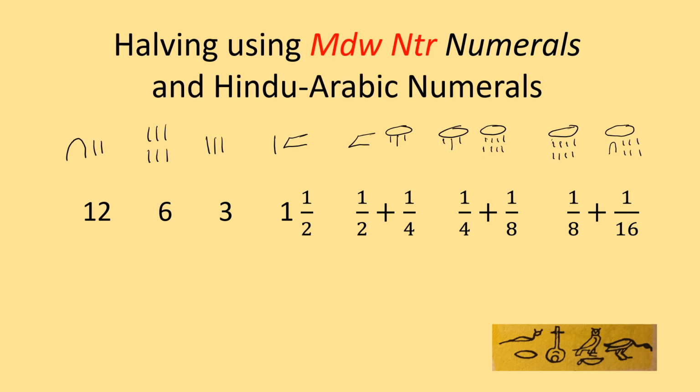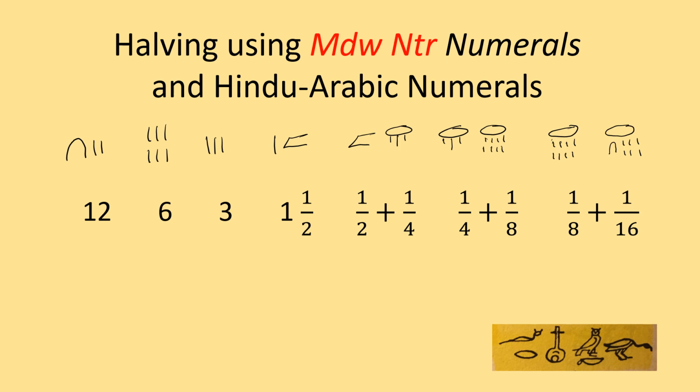So let's take a minute to see how that works with the Medu Neter numerals. Starting with 12, which is a 10 and 2 ones, an even number, kind of easy to work with, because half of that 10 would give us 5, and half of the 2 would give us 1, and 5 plus 1 would give us a 6. So half of 12 is 6.